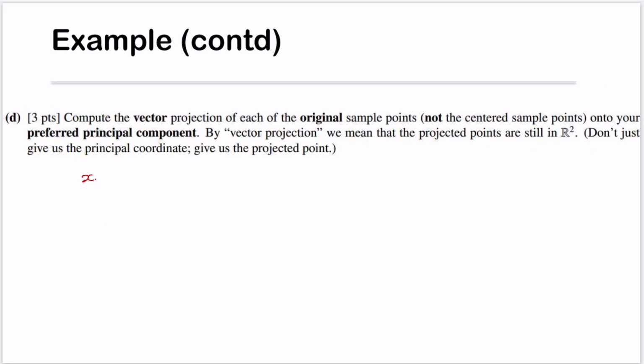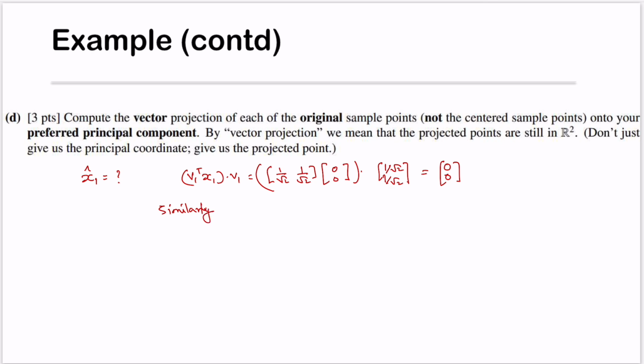So now we want to compute the projection of each of the original data points, right? Now how do we do that? We just have to do v1 transpose x1 times v1, which is nothing but the projection, right? And that will be equal to (1 by root 2, 1 by root 2), which is v1 transpose, times (0, 0), which is x1, which is a scalar, times the vector v1, right? Now that turns out to be (0, 0). Similarly, you can do the same for other data points as well, x2, x3 and so on. Please do it on your own and just verify the answers with the one that is shown on the screen.